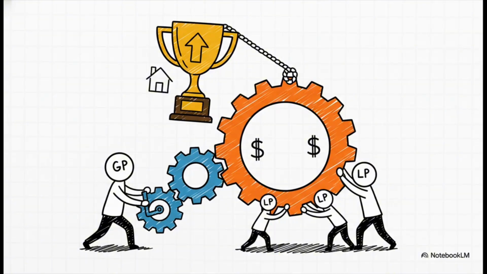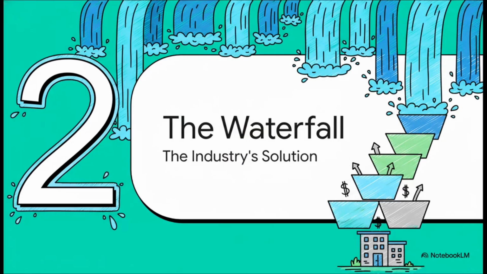So here's the million-dollar question, right? How do you make sure the GP, the person doing all the work, is motivated to get the absolute best returns for the LPs, the people who are putting up almost all the money? You need a system that doesn't just pay them a salary, but really rewards them for hitting a home run. You have to align everyone's interests. And that brings us to the industry's really elegant solution to this whole problem, the distribution waterfall.